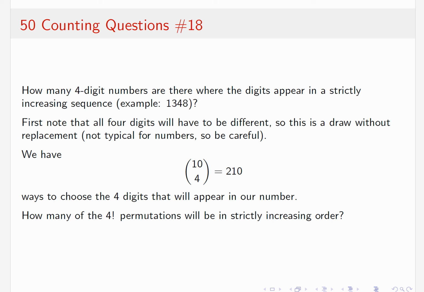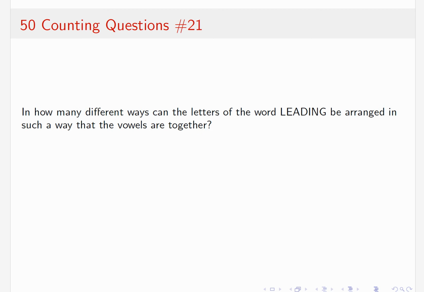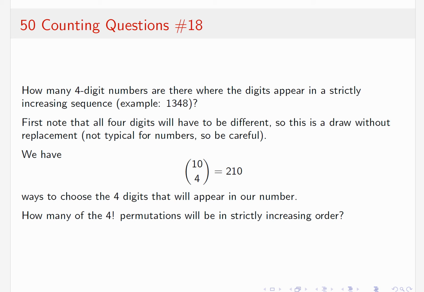Okay, now the question is, we have this many ways to choose four different digits to be in our four-digit number, but how many of the 4 factorial permutations of these digits will be in strictly increasing order? And the answer is just one, right? There is just one of those that's in strictly increasing order. So that's the correct answer, 10 choose 4.